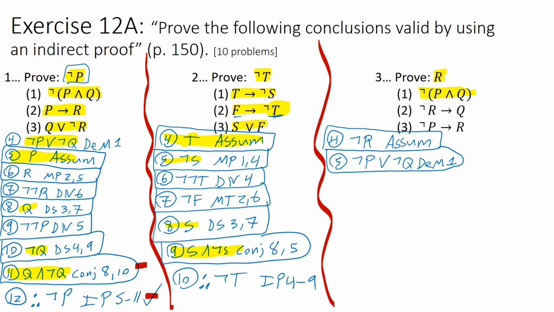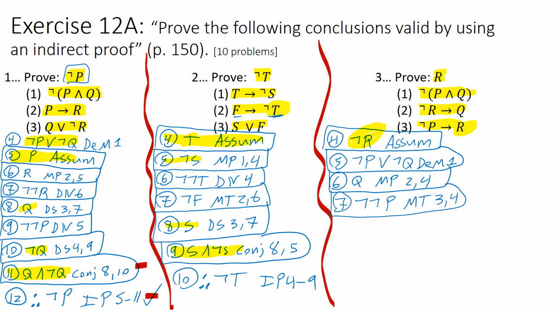Based on our assumption of not R, we can do a modus ponens for line 2. So for 6, we can get Q by modus ponens, 2, 4. Also notice, line 3, if not P, then R. So the consequent is R. Here we have not R. So through modus tollens, we can get not P. So for 7, we'll get not P, modus tollens, lines 3, 4, under quarantine.